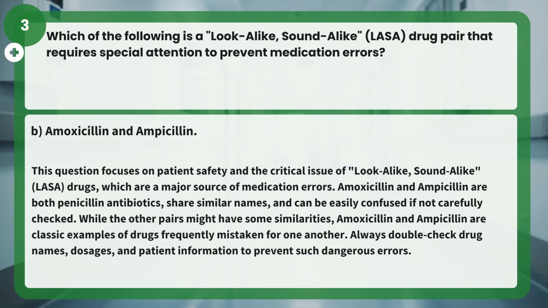Answer: B. Amoxicillin and ampicillin. This question focuses on patient safety and the critical issue of look-alike, sound-alike, LASA, drugs, which are a major source of medication errors. Amoxicillin and ampicillin are both penicillin antibiotics, share similar names, and can be easily confused if not carefully checked. While the other pairs might have some similarities, amoxicillin and ampicillin are classic examples of drugs frequently mistaken for one another. Always double-check drug names, dosages, and patient information to prevent such dangerous errors.